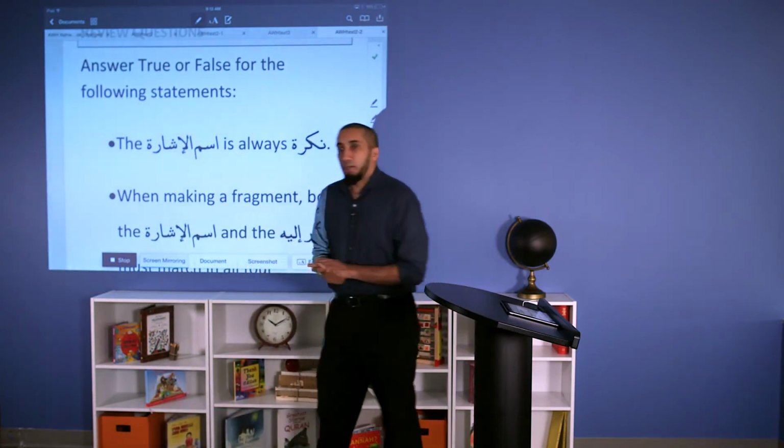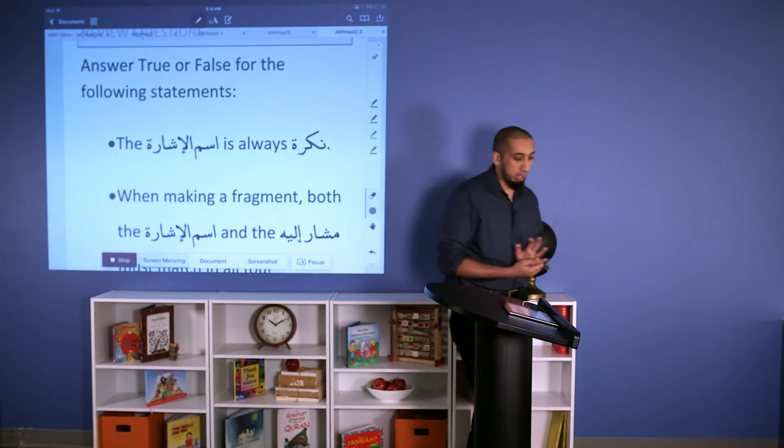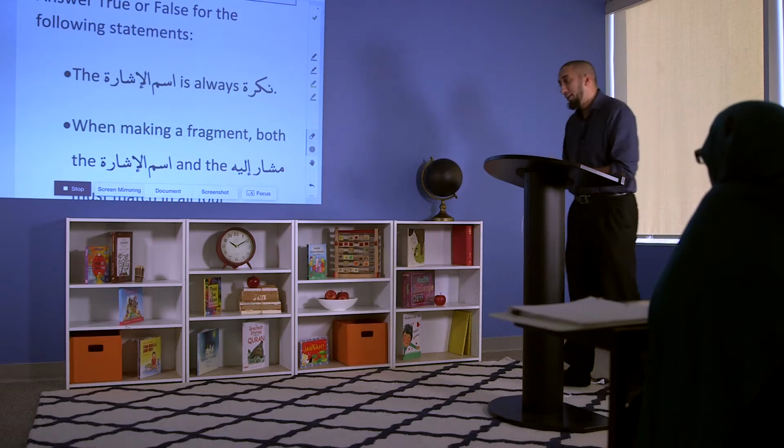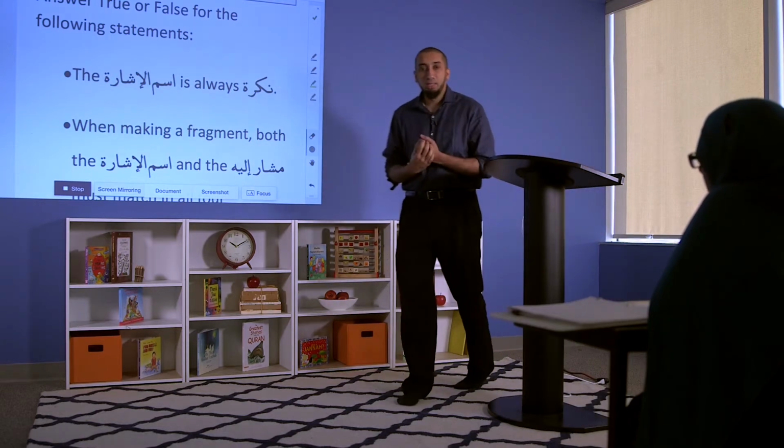Okay. Ismul Ishara are hada. Say this with me. Hada, hadani, haula'i, hadihi, hatani, haula'i, dhalika, dhanika, ulaika, tilka, tanika, ulaika.